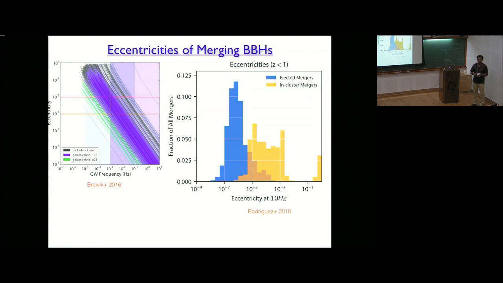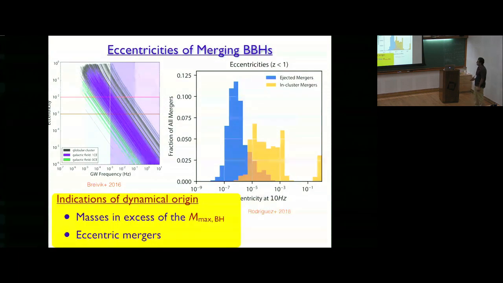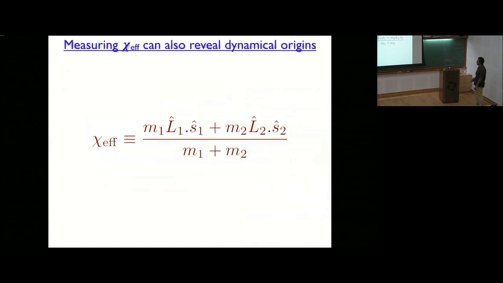Right. So if the frequency is 10 Hertz, then there you go. It doesn't have to merge rapidly, but if you are already at 10 Hertz, they do merge rapidly. So some eccentric mergers will also indicate a dynamical production channel. And then I talked about spins.